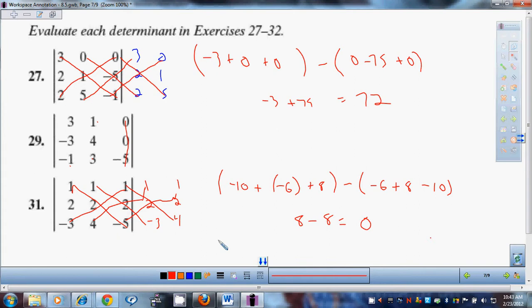The answer is going to be on the board. I think this is right. Did anybody get 0? Good. 8 minus 8. Again, if your determinant is 0, you can't have an inverse, and also it means your system of equations can't be solved. It means it's not going to have an answer.